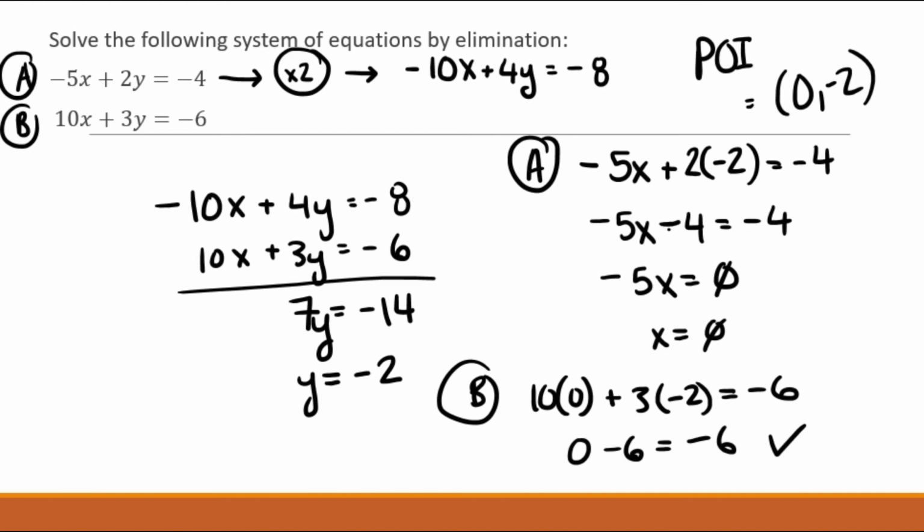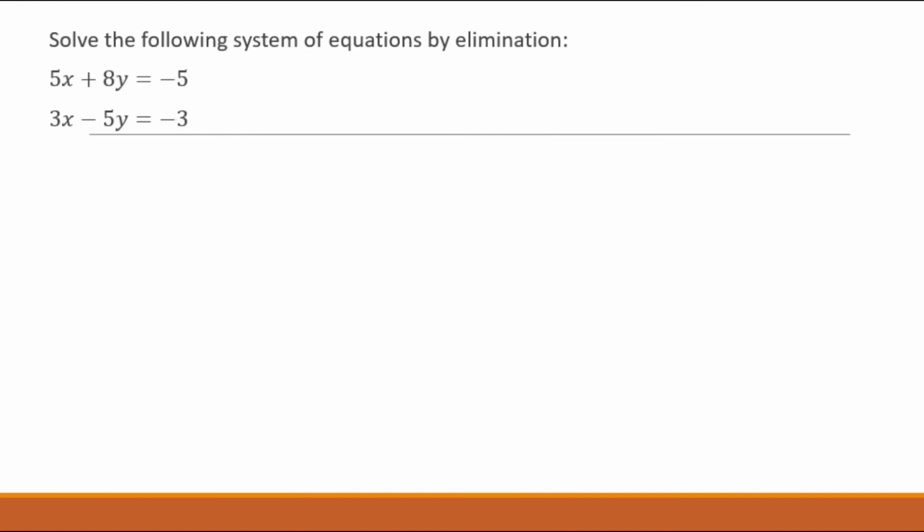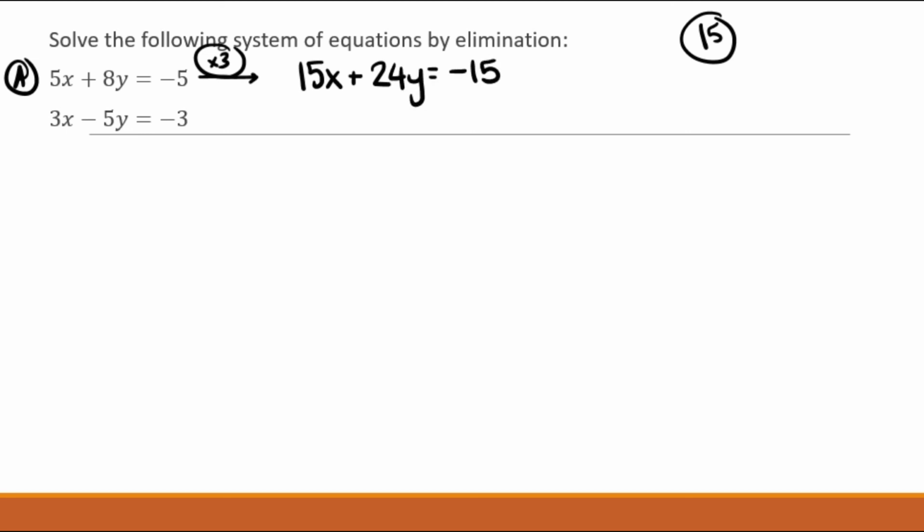Or system solved. I keep saying equation. Here's another one. Nothing pretty. Maybe I'll do the x's. I could change the 5x into 15x. I could change the 3x into 15x. All right, so for my top equation, I'm going to multiply it by 3 to make an equivalent equation that has 15x in it. So I'm going to end up with 15x plus 24y equals negative 15. My bottom equation.